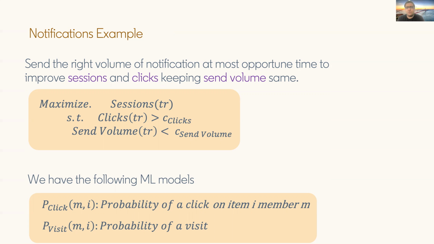And we have the following two models, which are basically our machine learning models. The first model is P click, which is computing the probability of a click on an item I for a member M, and P visit, which is the probability of a visit for an item I and a member M.